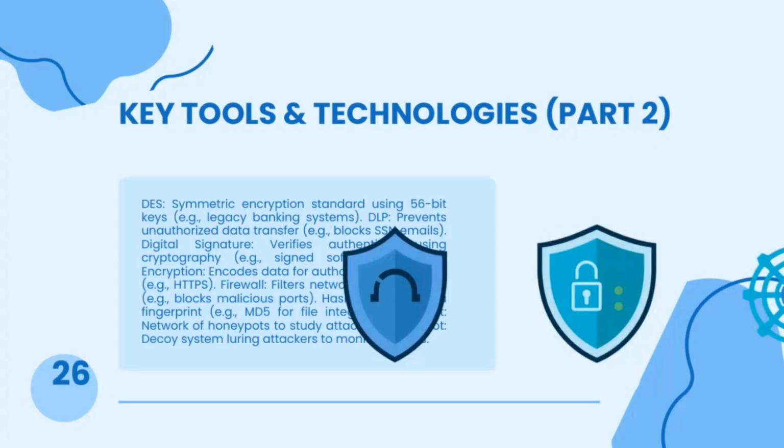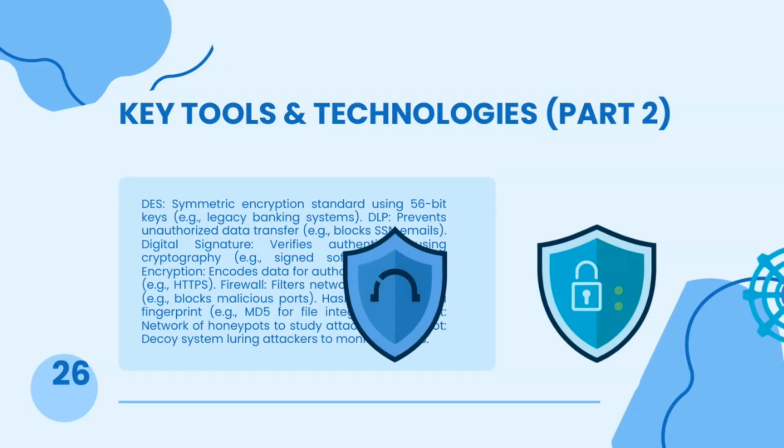Let's dive into some key tools and technologies that keep our data safe and networks secure. We start with DES, an older encryption method using 56-bit keys, still found in some legacy systems. Then there's DLP, which stops sensitive info from leaving, like blocking emails with social security numbers. Digital signatures prove authenticity, ensuring updates are legit. Encryption scrambles data, so only authorized users can read it. Firewalls act like gatekeepers, filtering traffic by rules. Hashes create unique data fingerprints for integrity checks. Finally, honeypots and honeynets lure attackers in, letting us study their moves without risk.